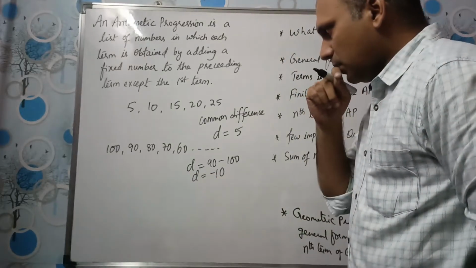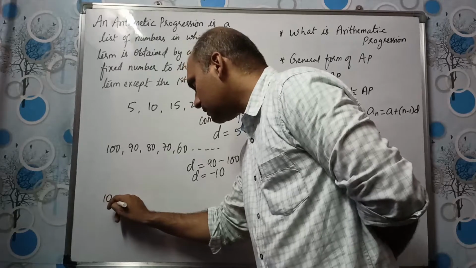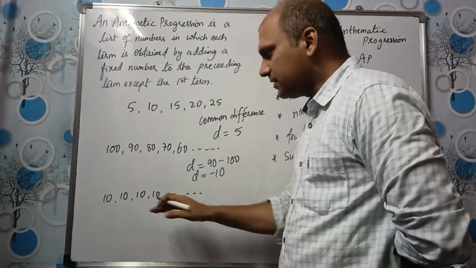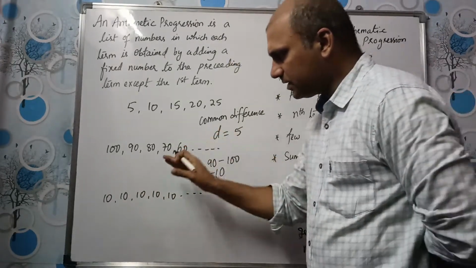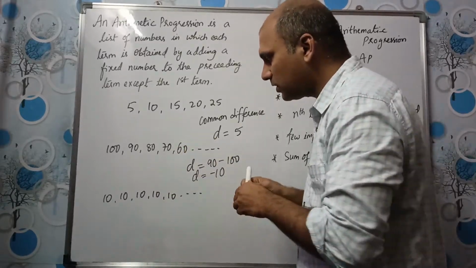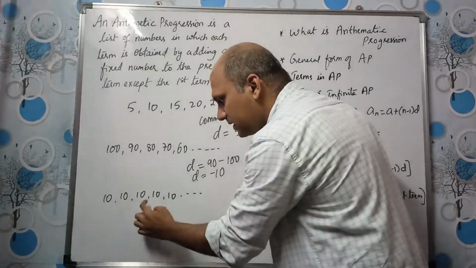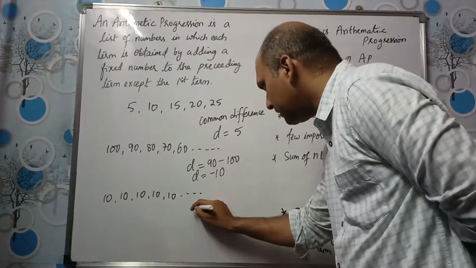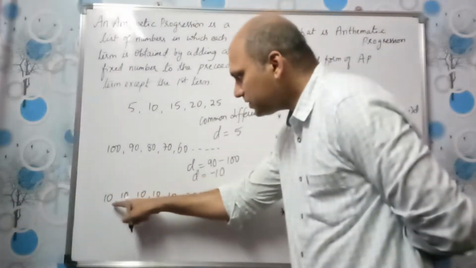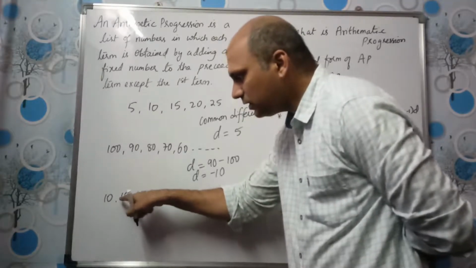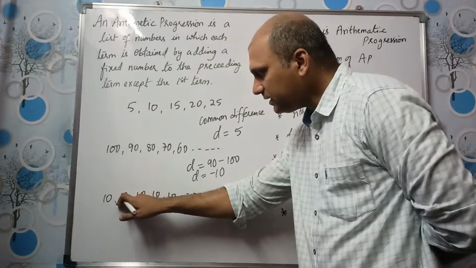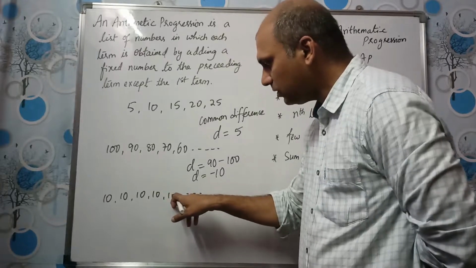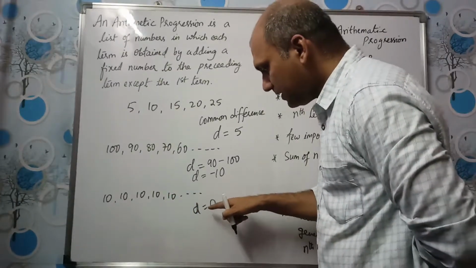Can we have a series like 10, 10, 10, 10, 10 and so on? Is this an AP? Subtract the terms and see whether the difference is the same or not. 10 minus 10 is 0, 10 minus 10 is 0, and so on. So the common difference D is equal to 0. If we add 0 to the preceding term, we get this term: 10 plus 0 is 10, 10 plus 0 is 10. So here the common difference is 0.